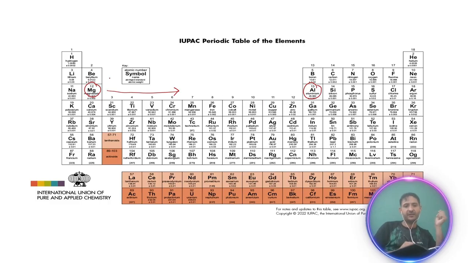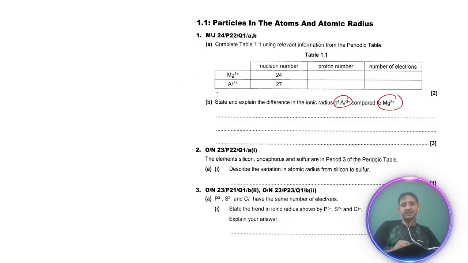First reason is here we have 12 protons, here we have 13 protons. It means from left to right proton number increases. Okay, charge is actually increasing. So, state and explain the difference in the ionic radius of aluminum compared to magnesium. So aluminum, it means aluminum 3 positive, has lower ionic radius. It has lower ionic radius.